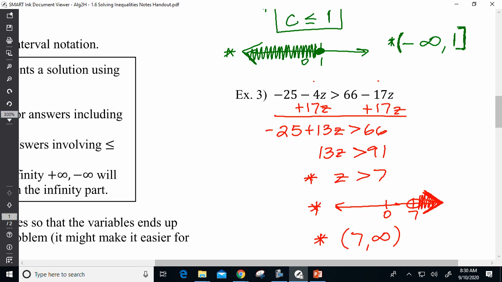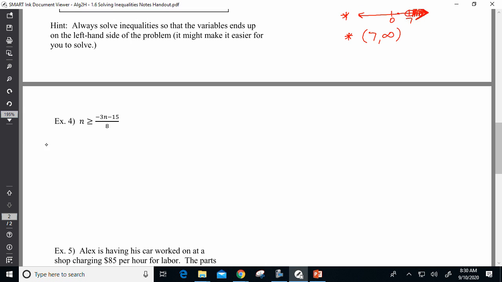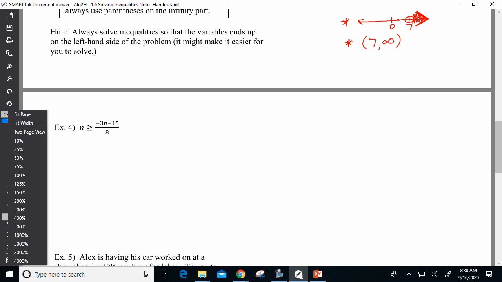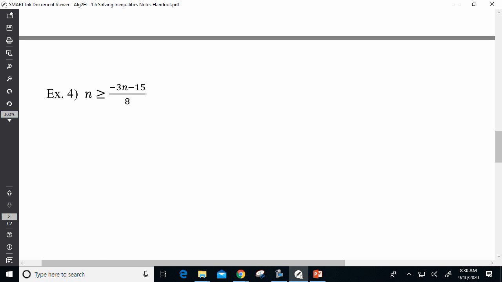Any other questions before we look at example 4? All right, then let's mosey on to example 4. So we have n greater than or equal to negative 3n minus 15 over 8. The first thing we're going to want to do is get rid of this fraction.